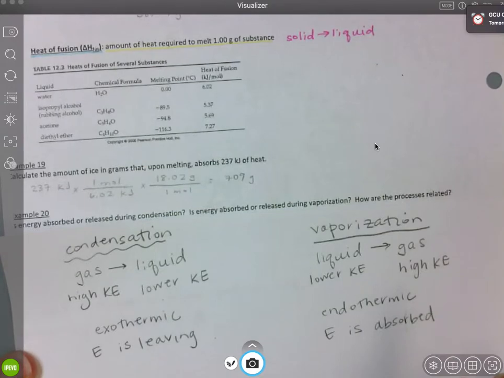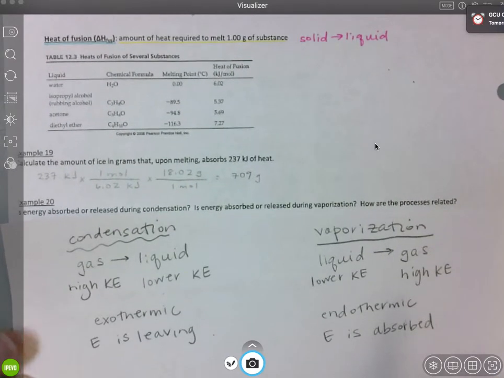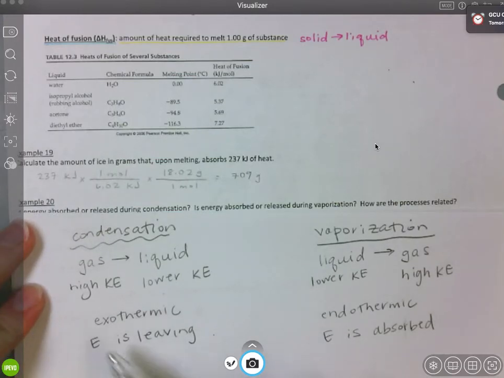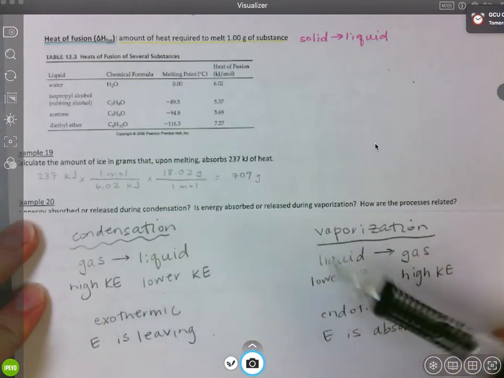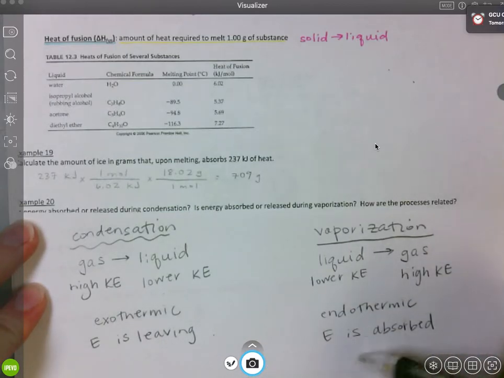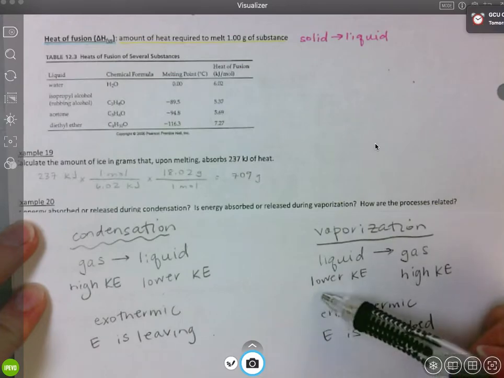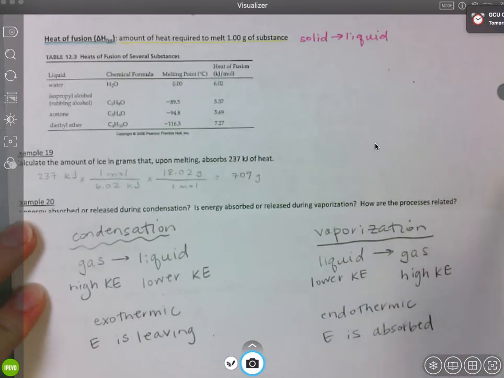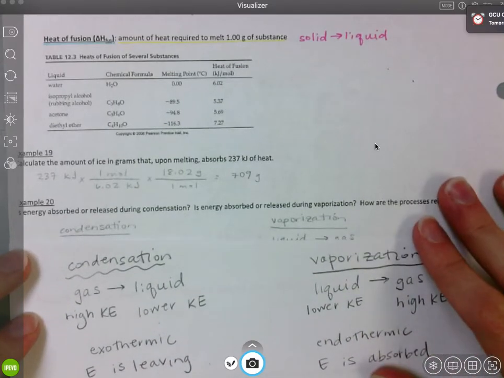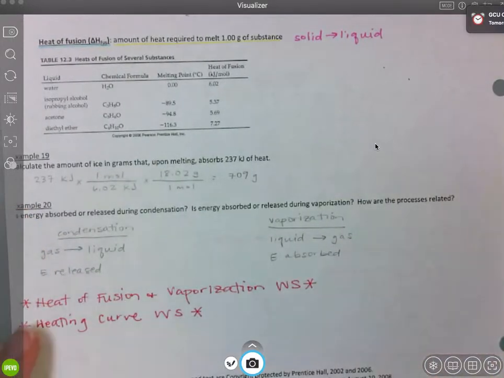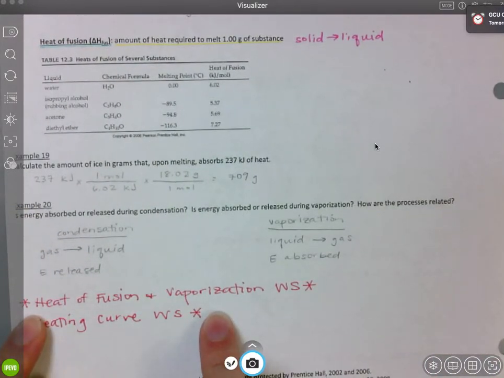And how are these processes related? Aren't they basically the opposite? Gas to liquid is condensation, liquid to gas is vaporization. If we're going from a gas to a liquid, energy is being released. We're going from high kinetic energy to lower. And then with vaporization, energy is being absorbed. We're going from lower kinetic energy to higher kinetic energy. So at this point, you can do the heat of fusion and vaporization worksheet.